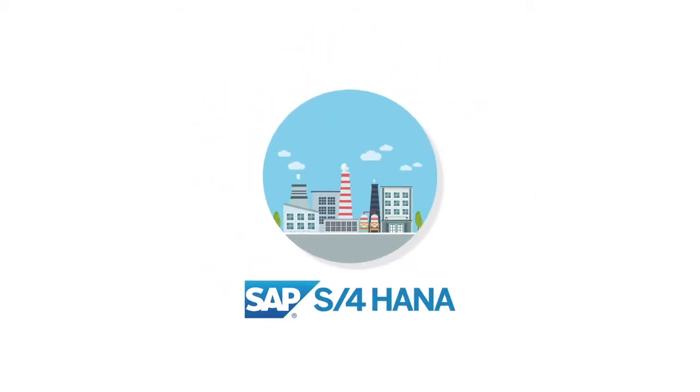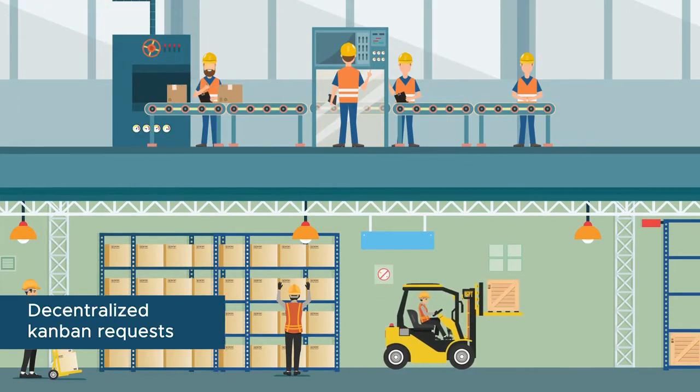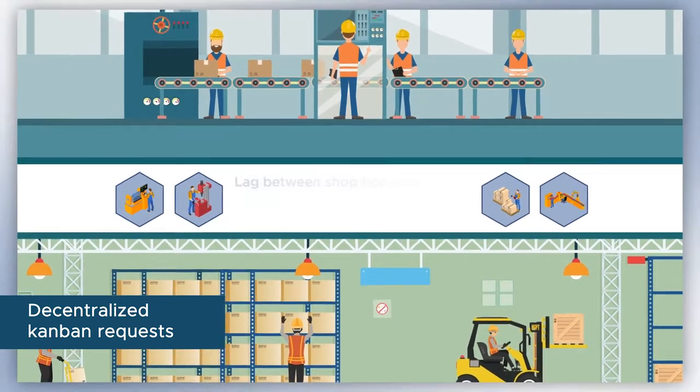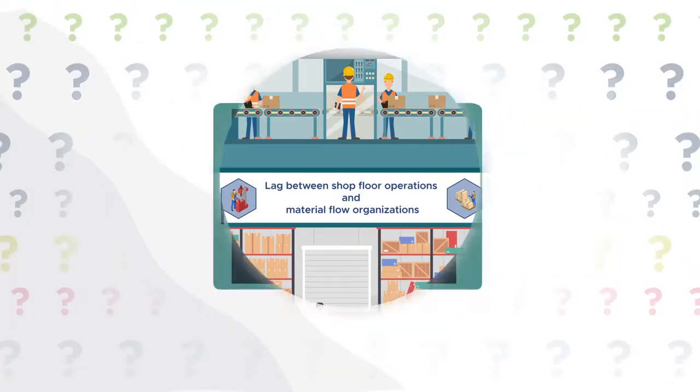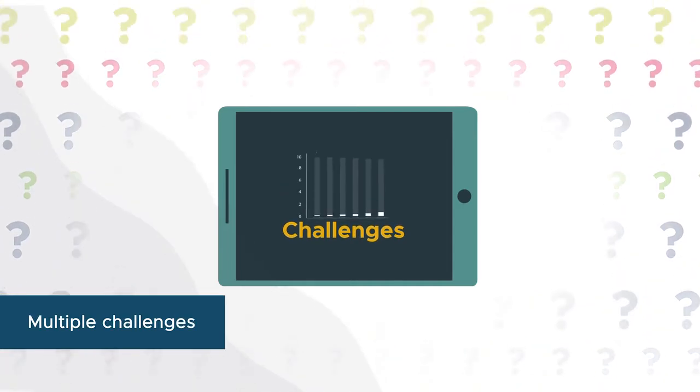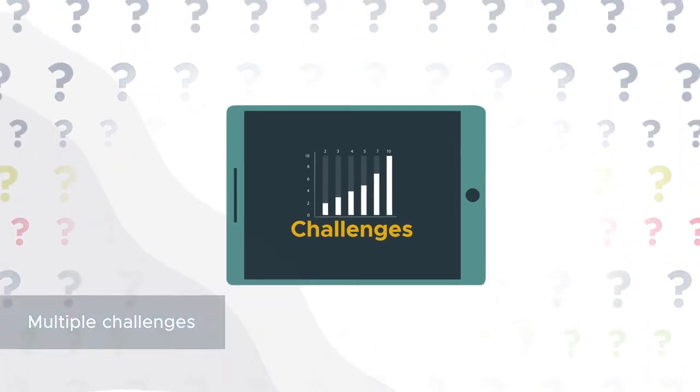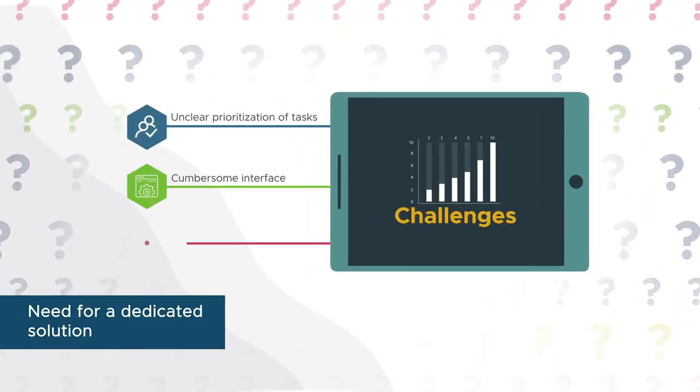Current SAP S/4HANA solutions for shop floor Kanban requests are decentralized, making it difficult to raise a request. There are multiple challenges posing many questions, emphasizing the need for a dedicated solution to address the gaps.